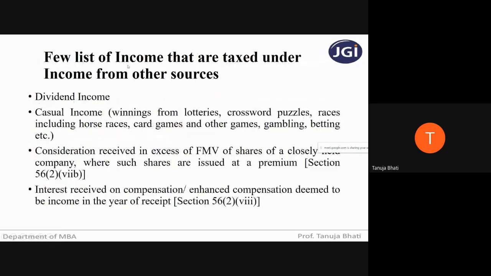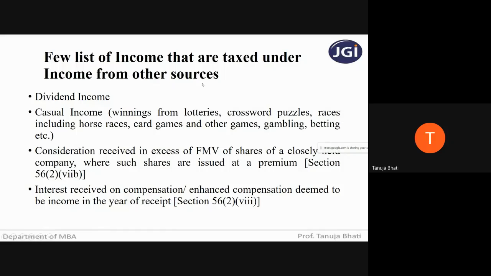A few incomes that are taxed under income from other sources: dividend income. Dividend income does not fall under any of the 4 heads of income, therefore it will be taxed under the head income from other sources. Next, casual income. When I say casual income, it means winnings from lotteries, crosswords, puzzles, races, including horse races, card games, other games, gambling, betting, etc.